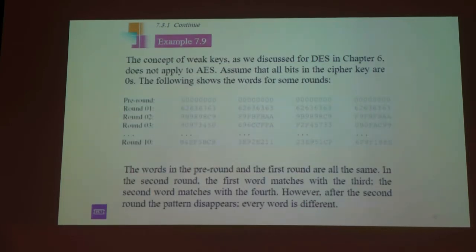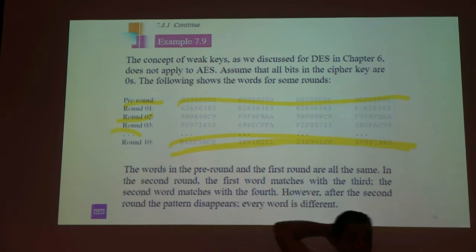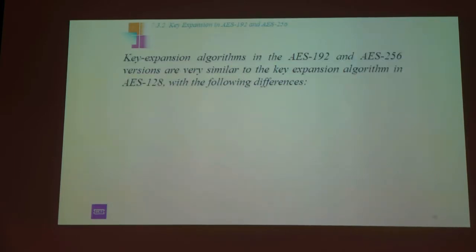So the concept of weak keys, as we discussed in chapter 6, does not apply to AES. Assume that all bits in the cipher key are zeros. So we start with the data being all zeros, as you see here. You see round 1, round 2, round 3, okay? The key is completely different. If you remember, when we tried with the data 0, 0, 0, we had a pattern with the key, right? Which makes it like a weak key. So here we don't have that.